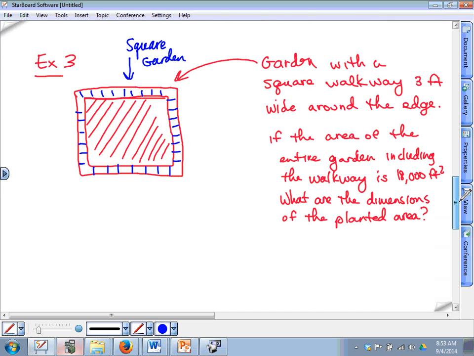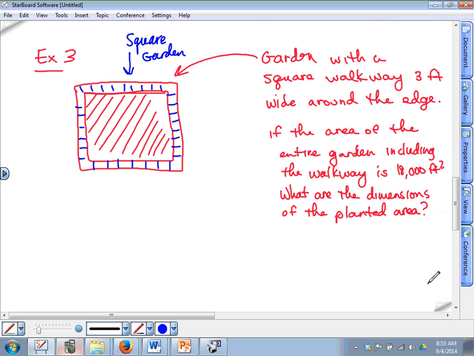What do we know for sure? We know the area of everything, right? It's 18,000. And the walkway is 3 feet. So I'm going to label that. From here to here is 3 feet. From here to here is 3 feet.